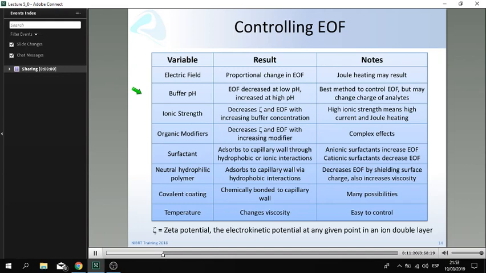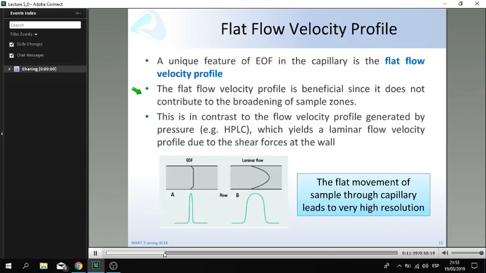Or even temperature, which is easy to control. Increasing temperature, for example, decreases the viscosity of the solution, and that helps with increasing EOF. Okay? So you can pick how to control it depending on the analysis, depending on the method that you are utilizing.